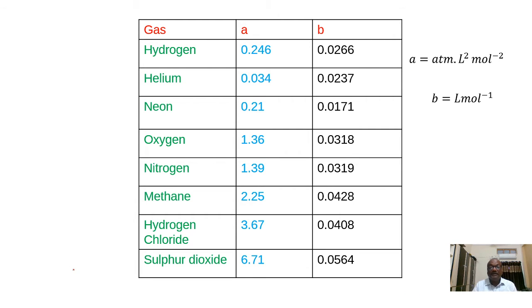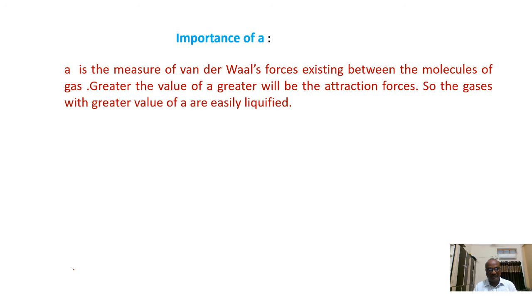Next, what is the importance of A? That is a very important concept. A is the measure of van der Waals forces, the intermolecular attraction forces. Greater the intermolecular attraction forces, greater will be the value of A. That you remember. The gas molecules possessing a greater A value are easily liquefied.